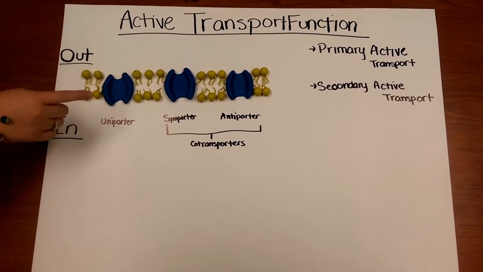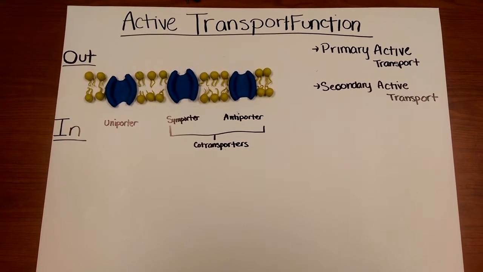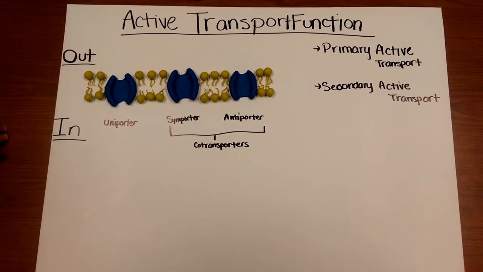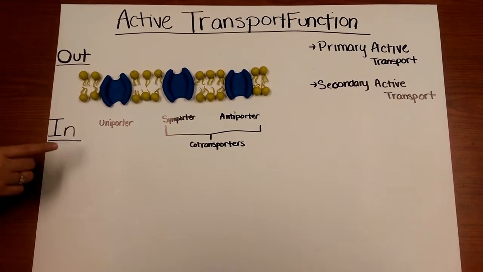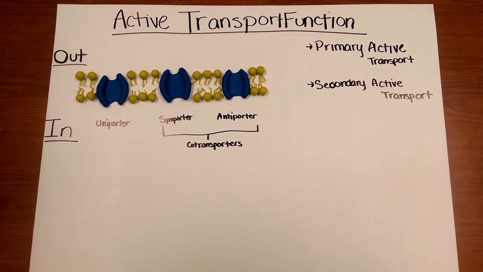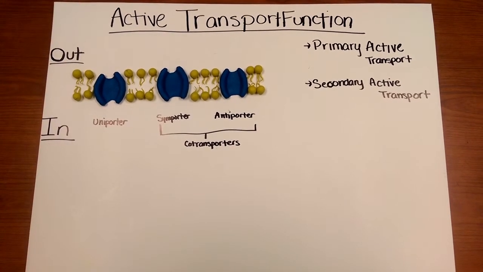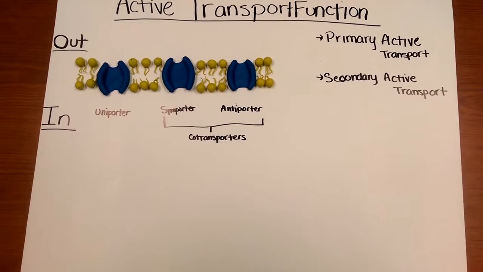Primary active transport is mediated by carriers called primary active transporters. They use energy provided by ATP hydrolysis to move substances against a concentration gradient without modifying them. Primary active transporters are uniporters, which means they move a single substance across the cellular membrane.